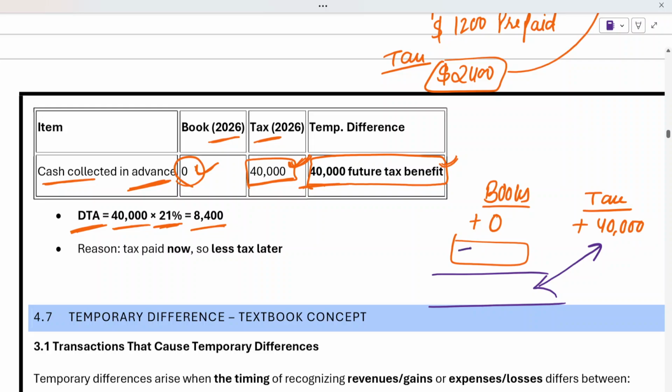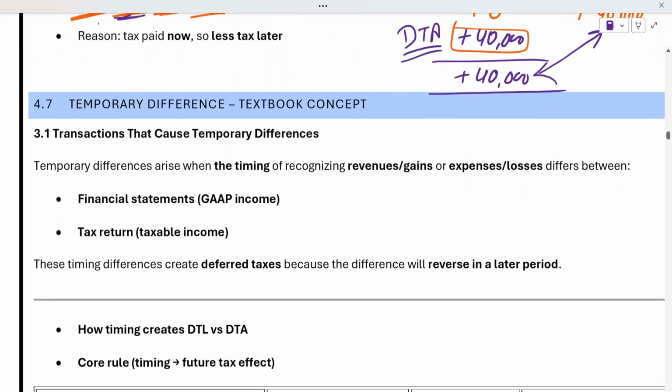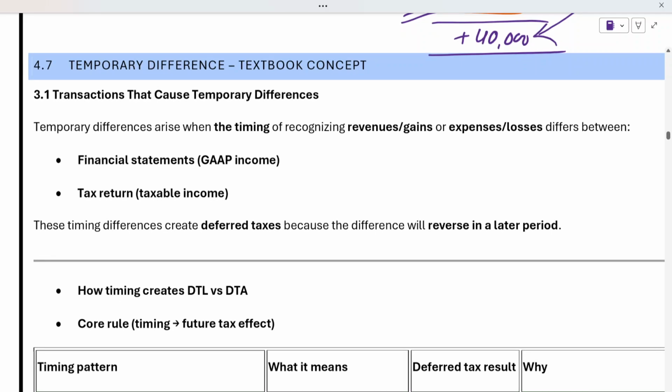So you will say I need to write plus 40,000, so this will become plus 40,000 and both of these numbers will match. So this will give rise to deferred tax assets for me, and this is a deferred tax asset. So there may be other situations as well, but what I'm trying to let you understand is how you need to identify and check if something is the DTA or DTL.